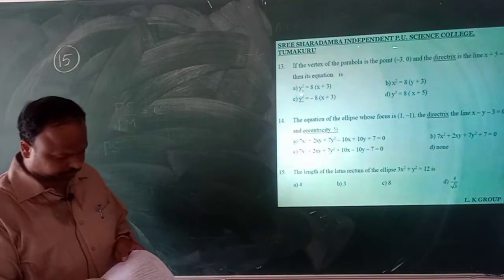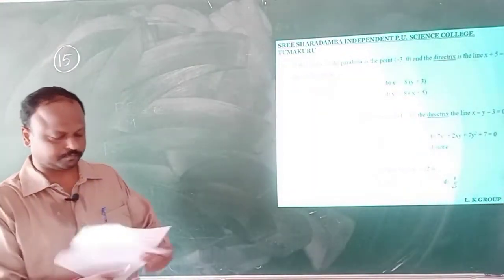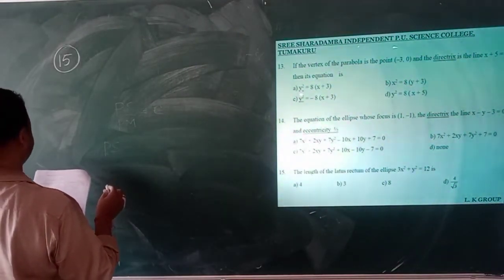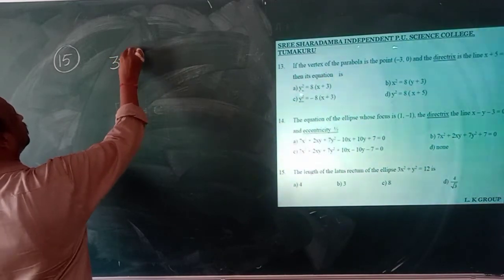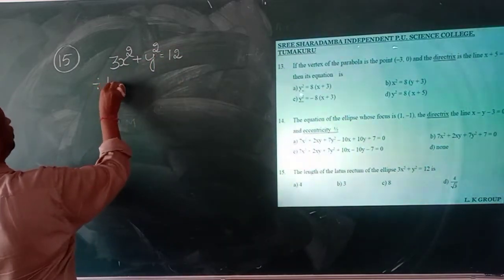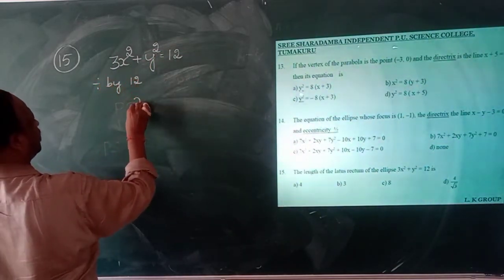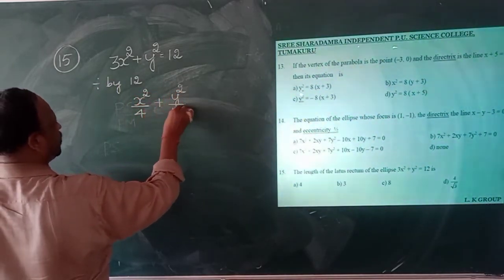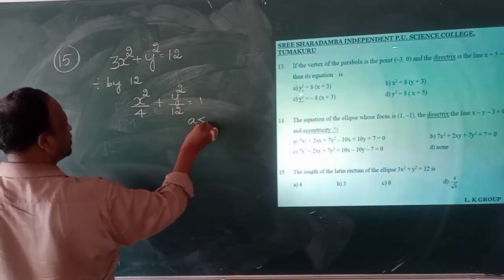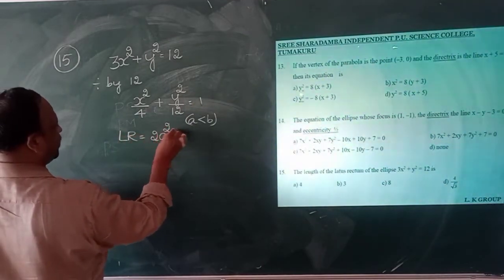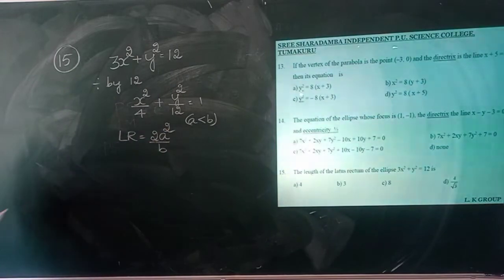Fifteenth one. The length of the lateral rectum of the ellipse 3x square plus y square is equal to 12. So divide by 12. You will get x square by 4 plus y square by 12 is equal to 1. Here a is less than b. The length of the lateral rectum formula is 2b square by a for a greater than b.